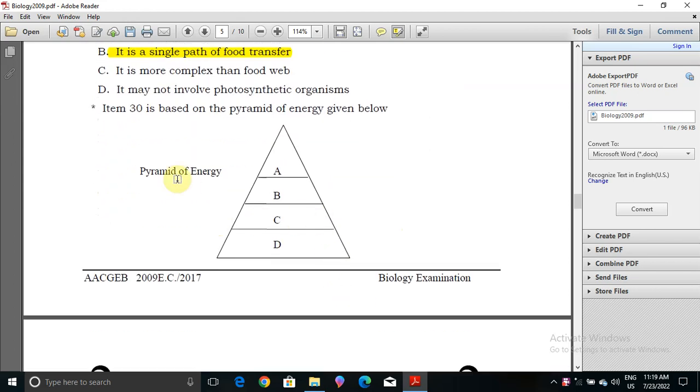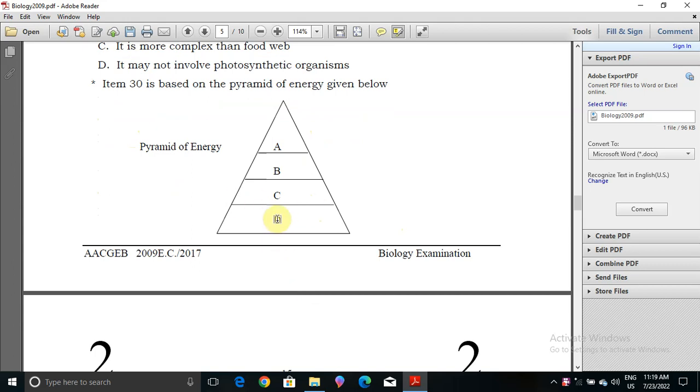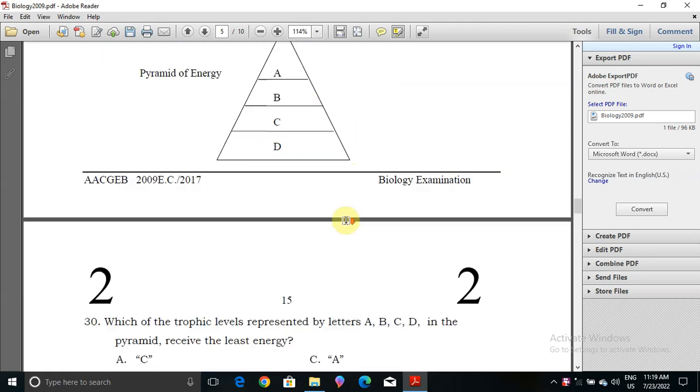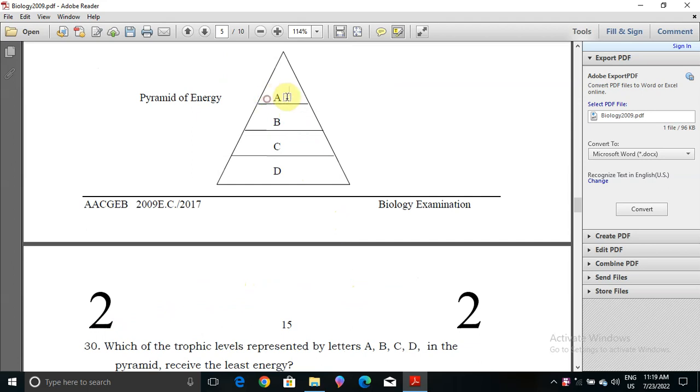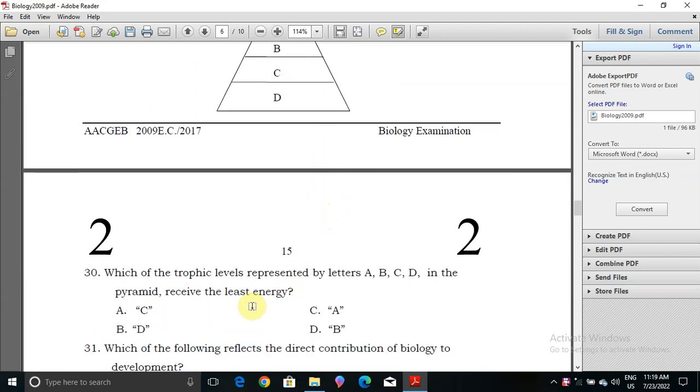Now question number 30, it says what? Item 30 is based on the pyramid of energy given below here. This is the pyramid of energy. First of all, in the lower level we have D, then C, then B, then A. That means A is the high level of this pyramid. Now in question number 30, which of the trophic levels represented by letters A, B, C, D in the pyramid receives the least energy? Of course it will be A, because it is the highest level, and the high level has the least energy. So the correct answer for question number 30 will be choice A.